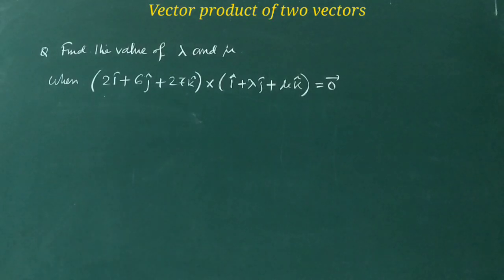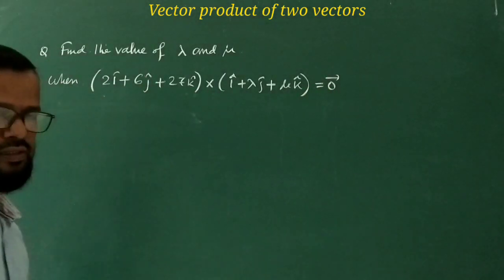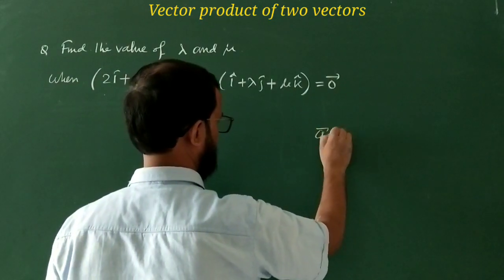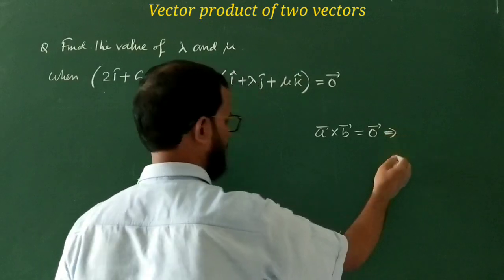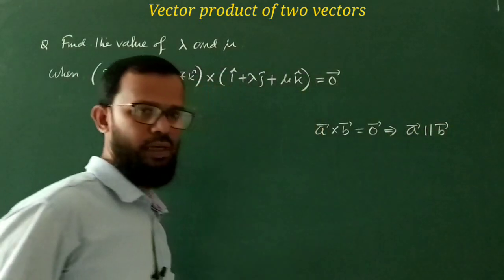This is the question you see. Find the value of lambda and mu where this vector cross this vector is equal to the 0 vector. A very interesting result is that before solving, you know that if A cross B is equal to the 0 vector, we already showed you that both the vectors are parallel.